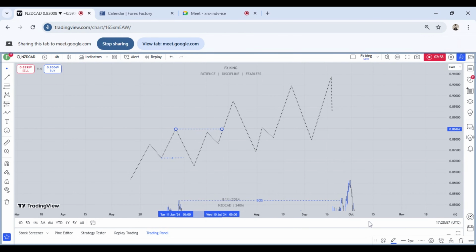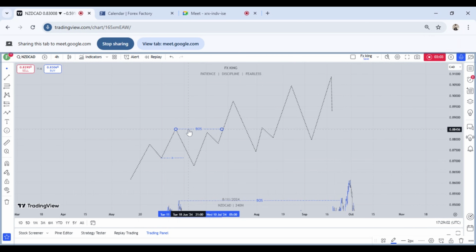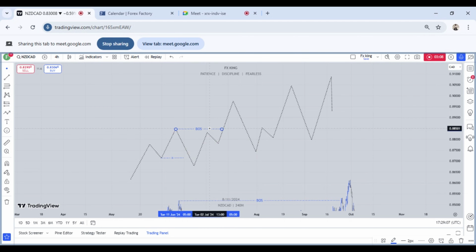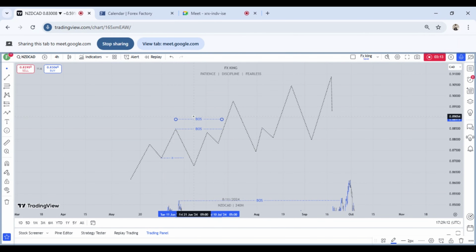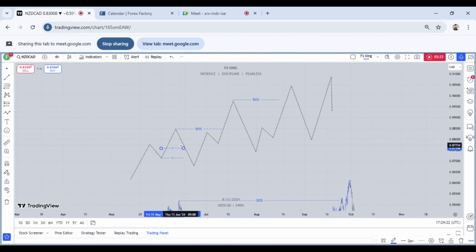Now you mark it out, inducement, then break of structure. Sorry about that. That is our break of structure. Then from here, you can just copy or clone, any of them, and we move it on to the next break of structure. Then our inducement now, this is our other inducement in this case. And if you want to mark it out here, this is another break of structure. This is the inducement here. Now, in this case, this is our swing structure.